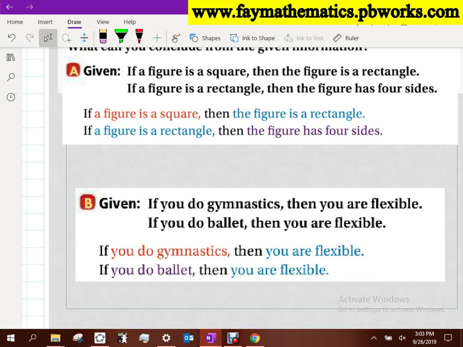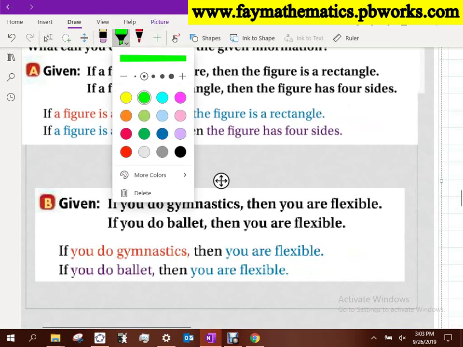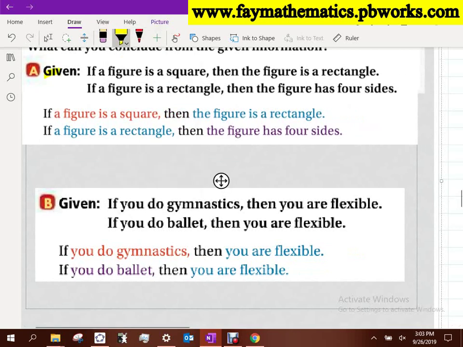Okay. Now, some of these are a little bit, like I said, they eliminate a little bit of our mathematics. Okay, and we got one talking about gymnastics and ballet and all that kind of stuff. But if I read this, and this is what I want us to realize, it says if a figure is a square, then the figure is a rectangle. If a figure is a rectangle, then the figure has four sides.